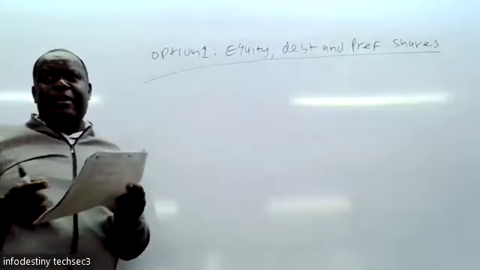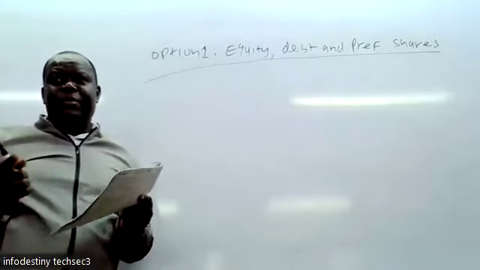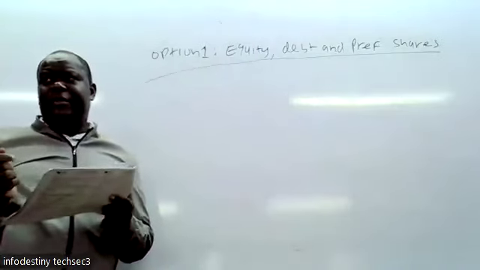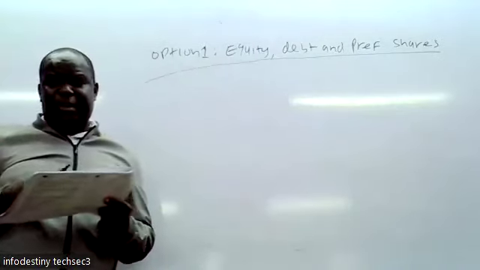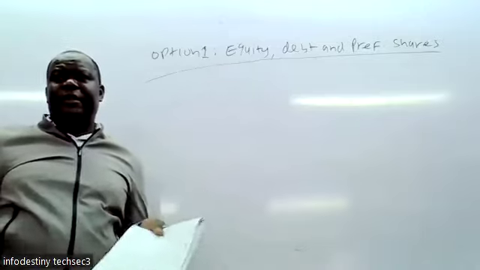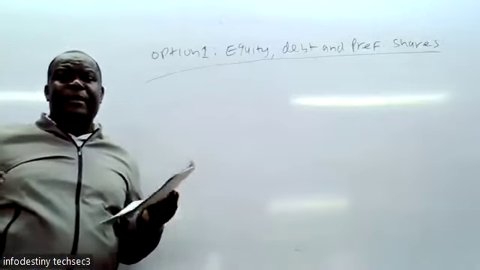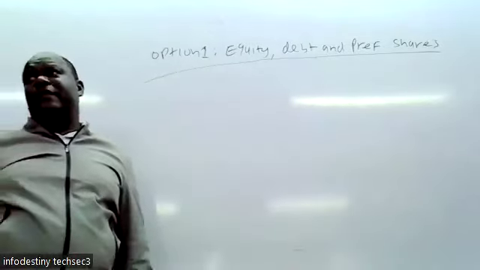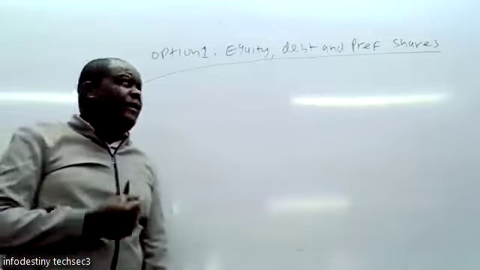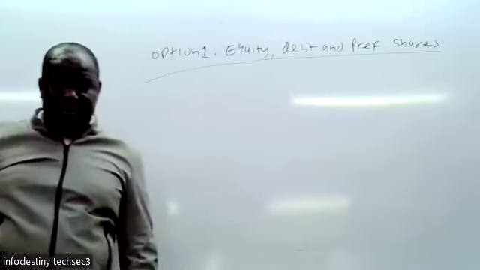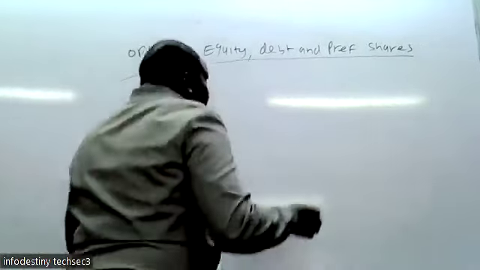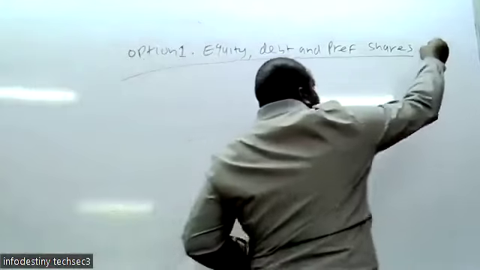You check the current capital structure. When you go through the current capital structure, are you able to see ordinary share capital? Are you able to see debentures? Are you able to see preference shares? So that means that that company is equity, debt, and preference shares financed. We use the current capital structure.